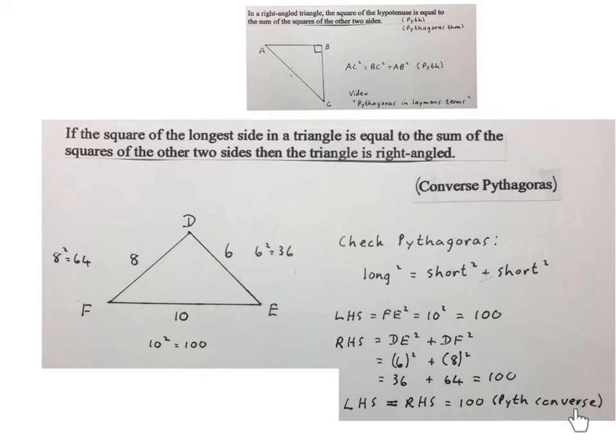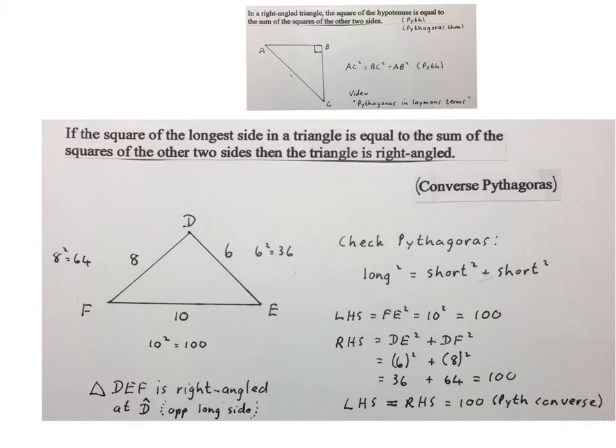Pythagoras converse. That means this is a right angle triangle. The right angle is opposite the longest side. I wrote it here. Triangle DEF is right angled at angle D. Just for us, it's opposite the long side. Also remember, if these three numbers work out, then we call it Pythagorean triplets.